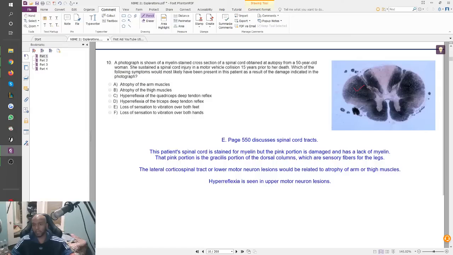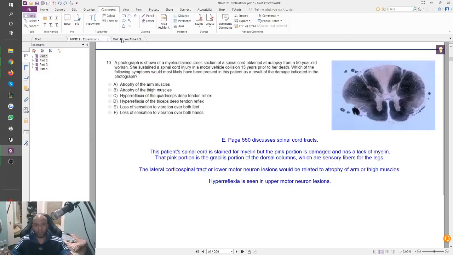Your cuneatus is staining, right? Everything else is staining just fine. Everywhere else that you have myelin is staining. It was not this thing. Whatever happened here is just an error in making the slide, right? It's not that it's showing you damage.